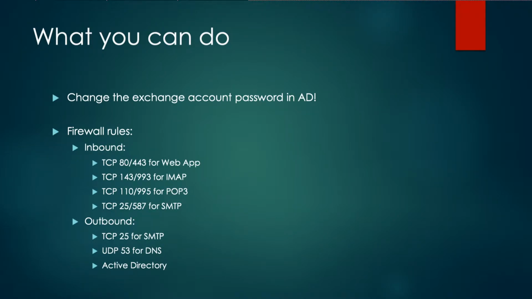So Nick was talking about SMTP and a couple other protocols. Outbound, you'll also need TCP 25 for SMTP, and you're going to need UDP 53 for DNS, and then also obviously Active Directory ports. So that's your 445s for SMB and stuff like that.